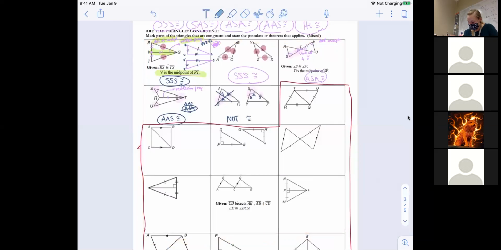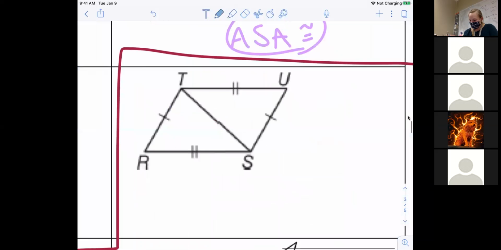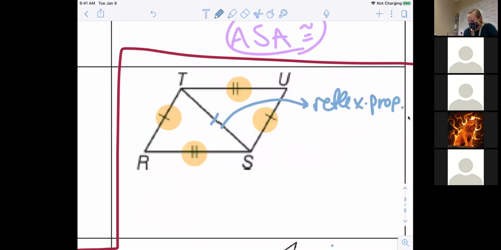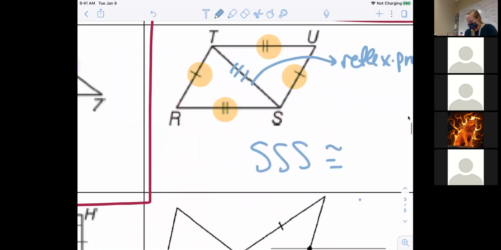Okay, so I'm going to go in. I've got this guy right here. I know these sides are congruent. I know those sides are congruent. Ooh, and I know TS is congruent by what? Reflexive, very good. Reflexive property. So I'm going to say yes, they're congruent, and this one's by side, side, side. You get that right? High five, good job. Awesome, good. I'm glad you guys high-fived yourselves.